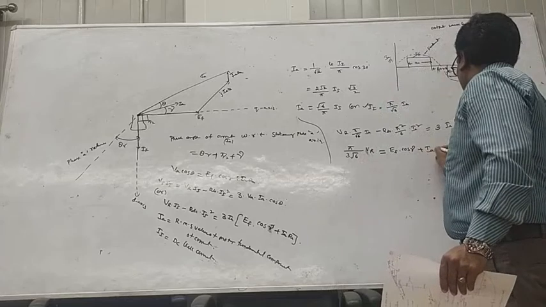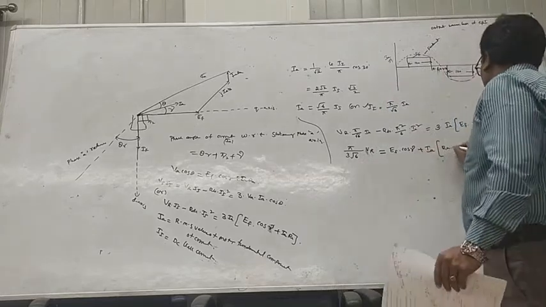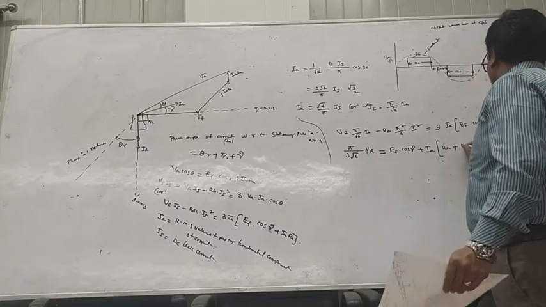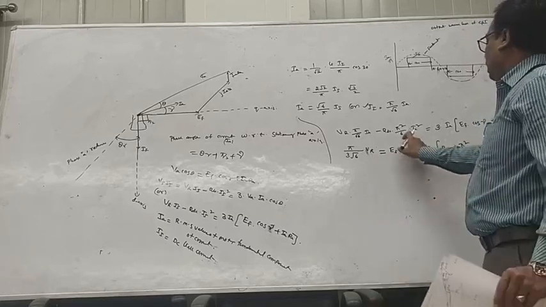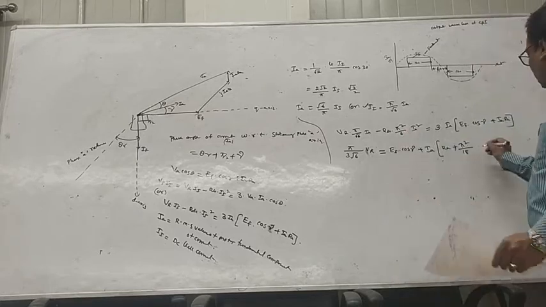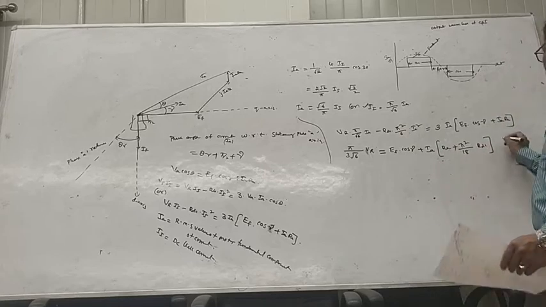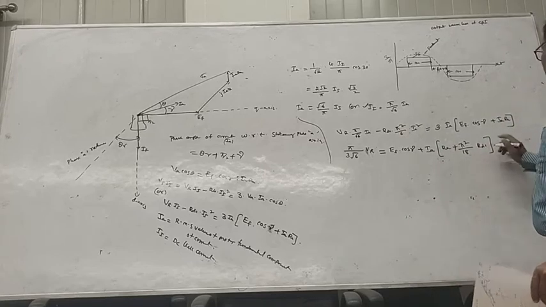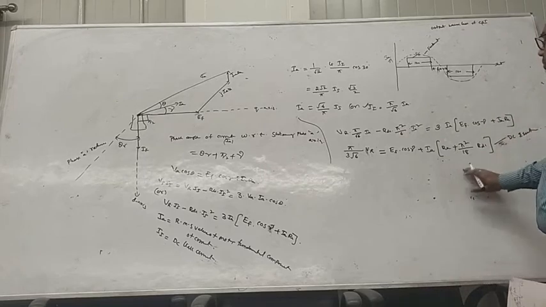plus IA into RA plus pi square by 18, because it's 3 into 6, 18, into RDC. This is a DC equation. All the terms are in DC quantities.